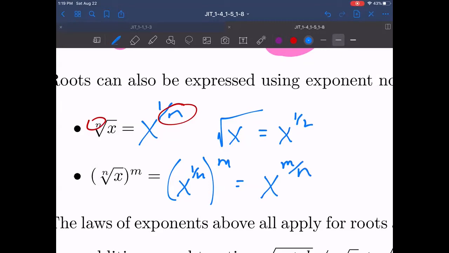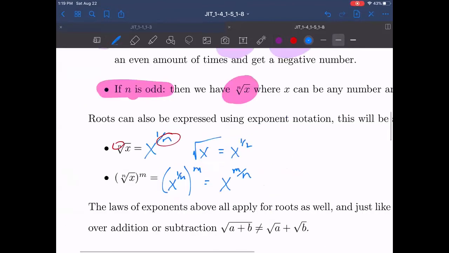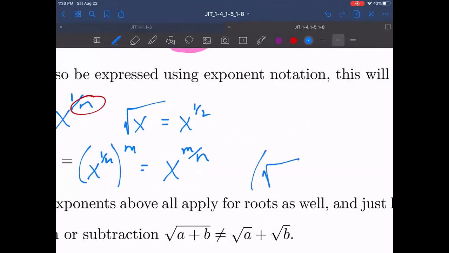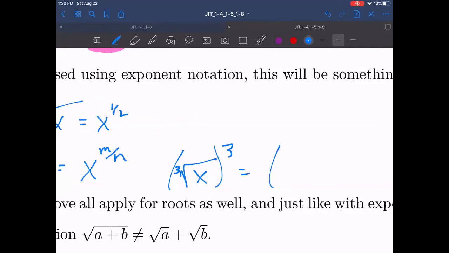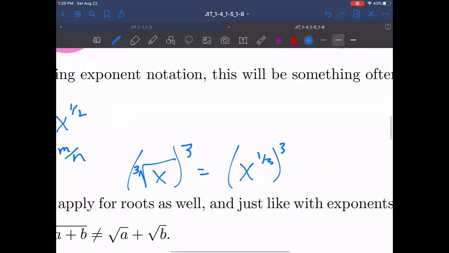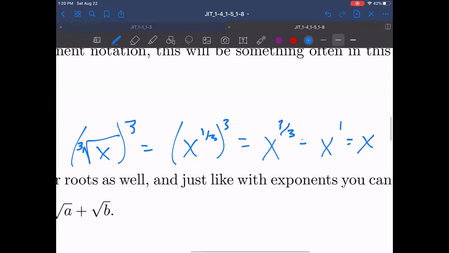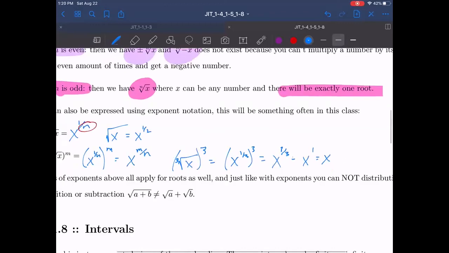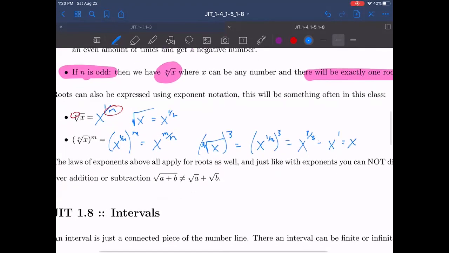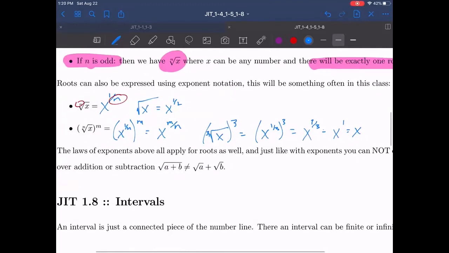And this is the property, so this is how roots cancel each other out. So if I had, let's do a cube root of x to the cubed power. That becomes x to the 1/3 raised to the 3rd power. It's x to the 3 over 3, which is just 1. So it's just x. Okay, so that's where that canceling out comes from. That's for any of them, but they may not always cancel out.